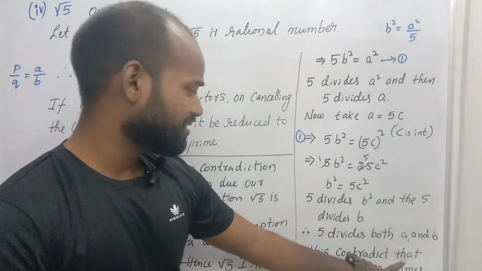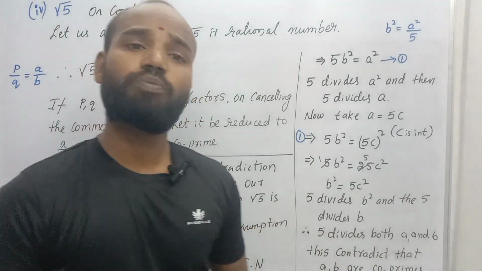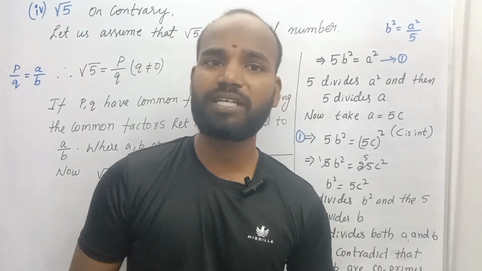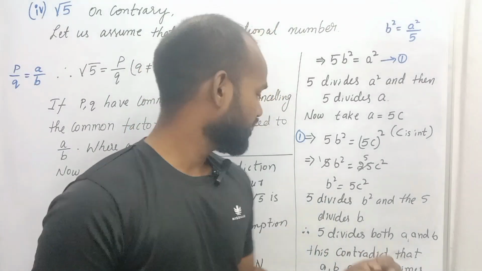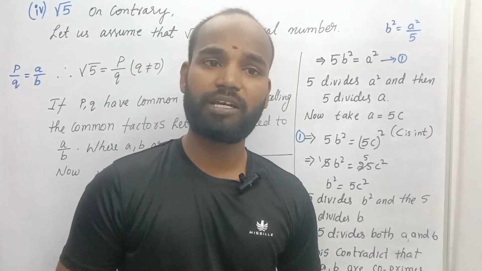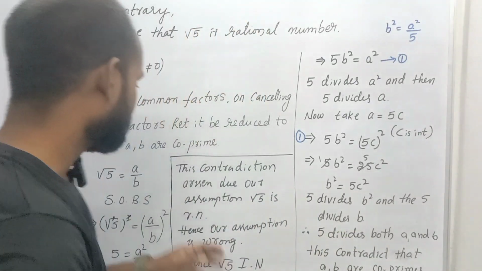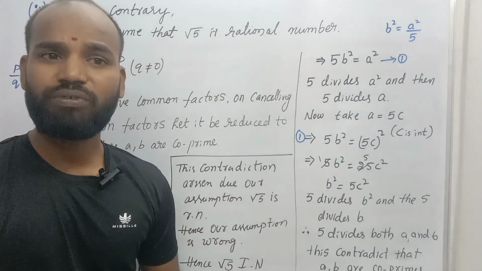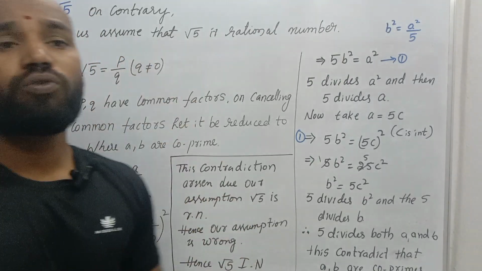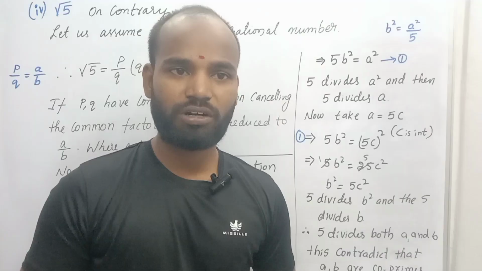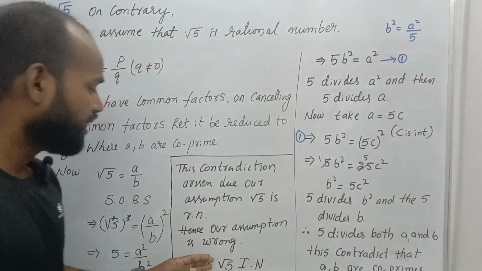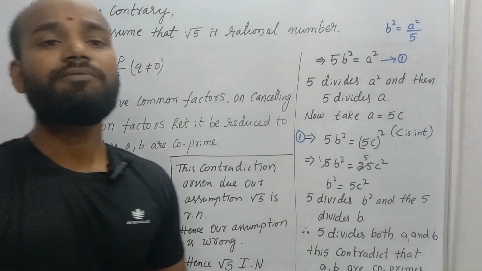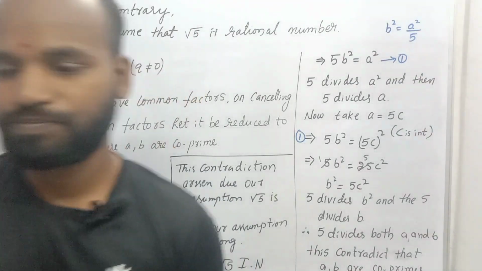This contradicts that a and b are co-primes. Actually, co-prime numbers have 1 as their only HCF. But here 5 also divides both a and b. So this is a contradiction. This contradiction arises due to our wrong assumption. What did we assume? We assumed that root 5 is a rational number. But it is not a rational number. Hence our assumption is wrong, so we proved that root 5 is an irrational number.